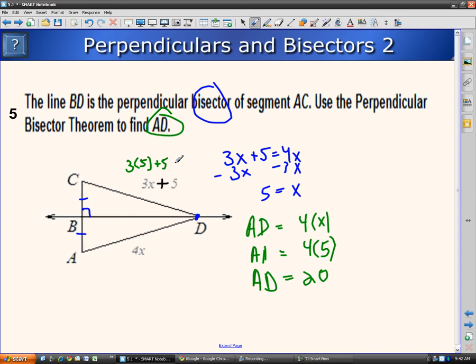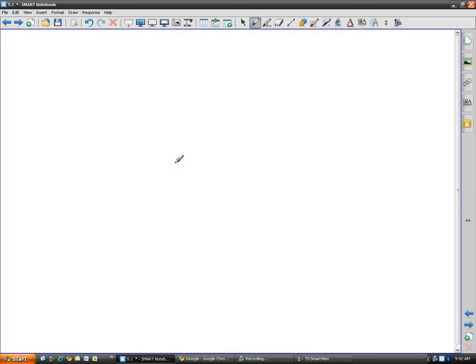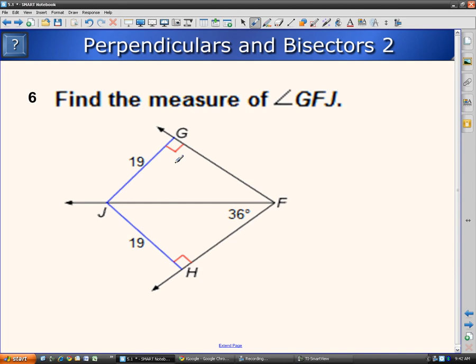So for my next example, we have to figure out what's going on. They're asking us, what is the measure of angle GFJ? So this is what they want to know. There's our question mark. What is the measure of that angle?